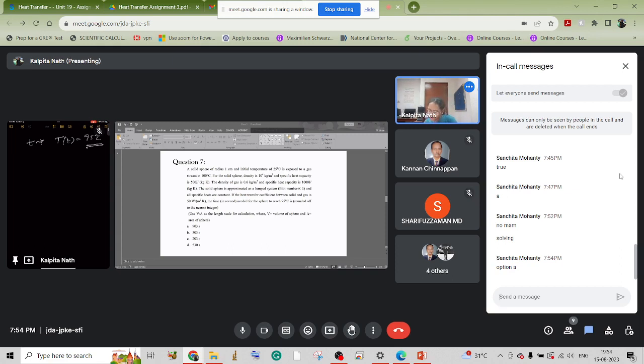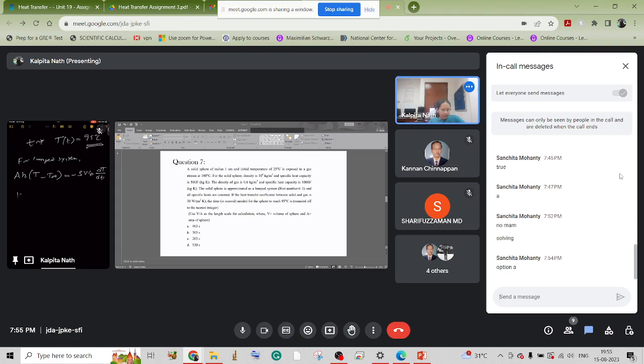Option A. Yeah, it's the correct option. Okay, let us solve this then. So, for a lumped system, hA(T minus T infinity) is equal to minus rho V Cp dT by dt.